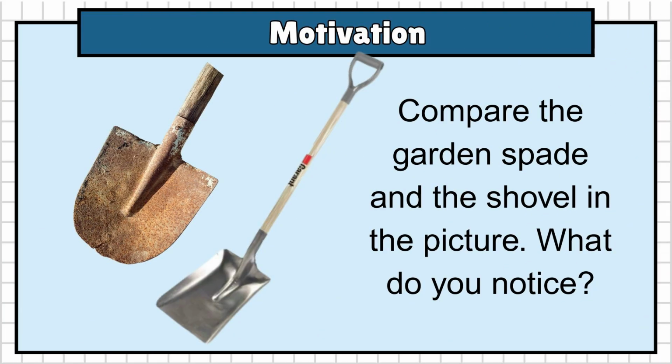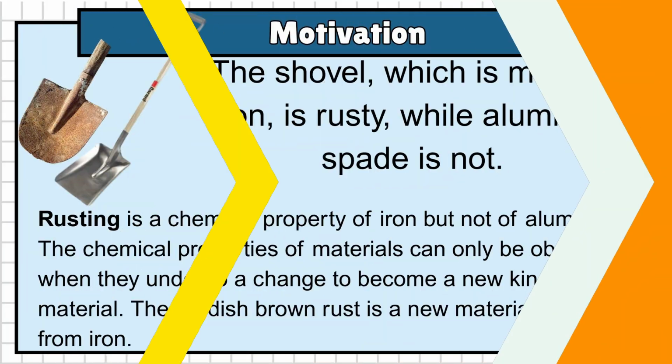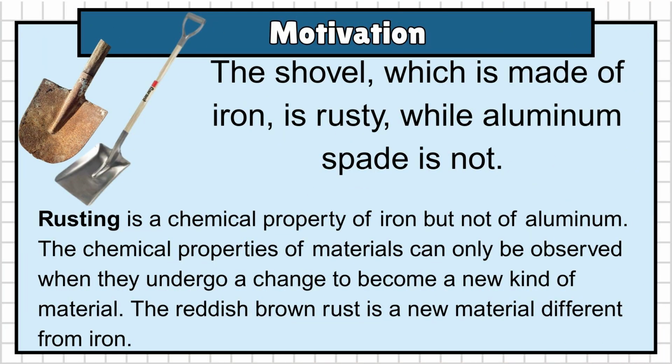Compare the garden spade and the shovel in the picture, kids. What do you notice? Correct, the shovel, which is made of iron, is rusty, while the aluminum spade is not. Did you know that rusting is a chemical property of iron but not of aluminum?